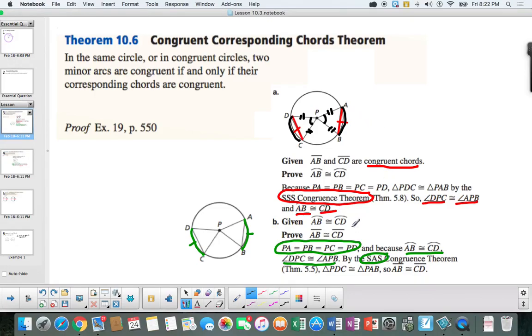The converse: what if we start off with congruent arcs? You can see I have congruent arcs right here. And once I have congruent arcs, I know these central angles are congruent. And I also know that I have all these radii congruent. So that means the triangles are congruent by SAS. And once the triangles are congruent, I can say the chords DC and AB are congruent.